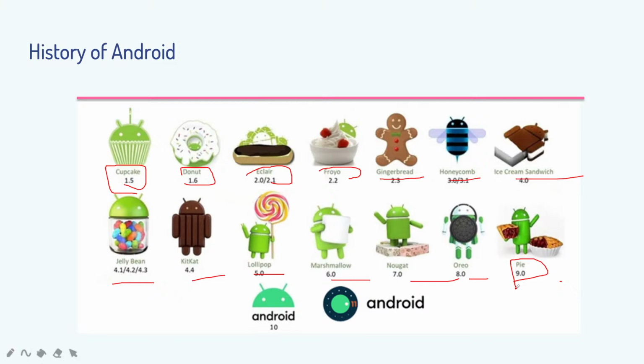They were giving chocolate names for Android versions, but now they changed to Android 10 or Android 11 like that. So from Android 10 onwards we will get the name as Android 10 only or Android 11 only. They replaced the chocolate names.